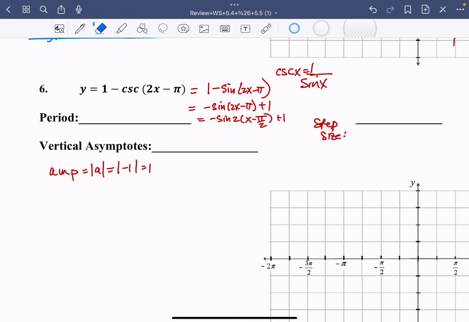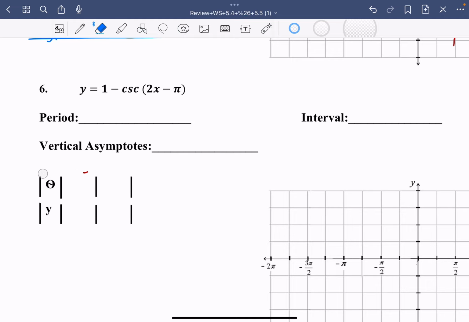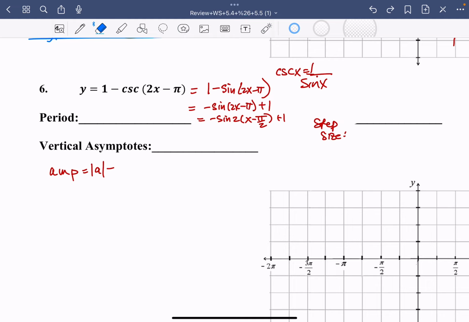Okay, let's finish this out. We said that if you are looking at cosecant, let's just start from scratch. First we're going to write this as 1 minus sine, so we're going to replace cosecant with sine because we are leveraging the fact that cosecant of x is 1 over sine. So if I can do that, it's 1 minus sine of 2x minus pi.